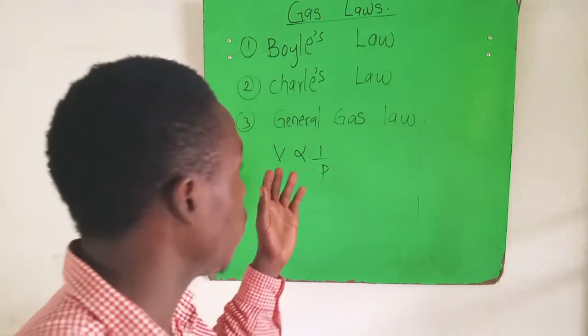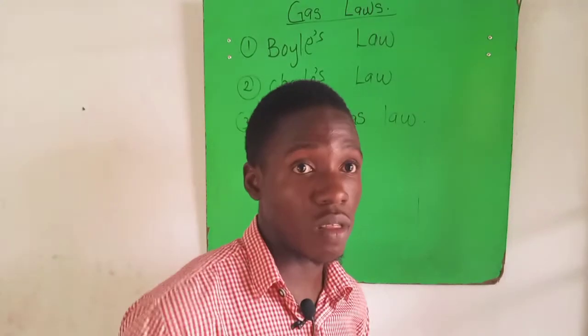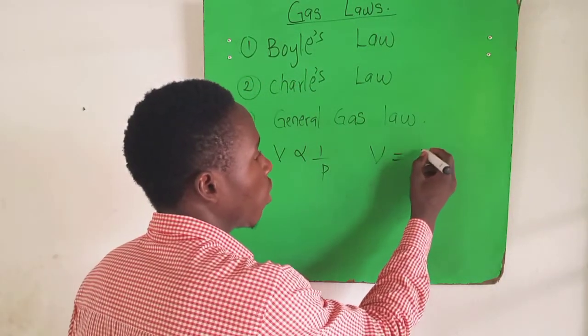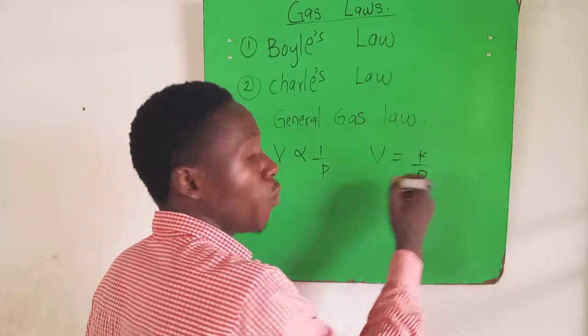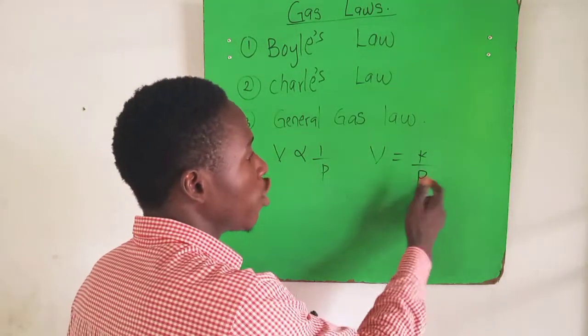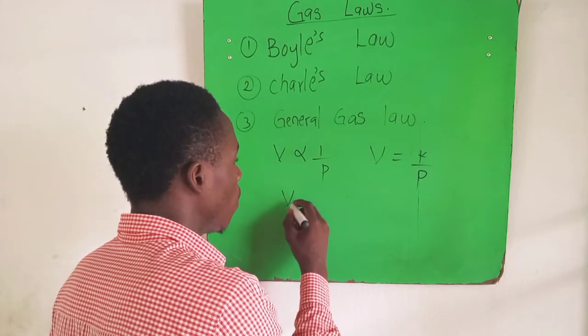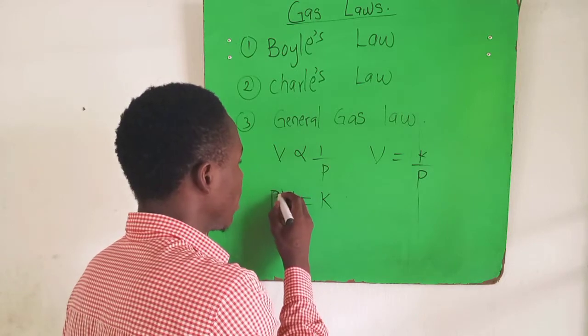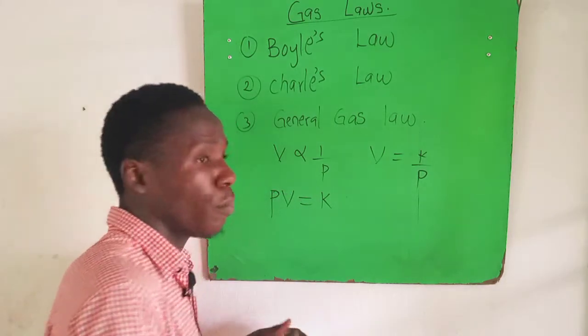Now we all know that to remove the proportionality sign, we introduce a constant, right? So we can write it as V equals K over P, where K is a constant. So multiplying this should give us PV equal to K. Now this is also a statement of Boyle's law.